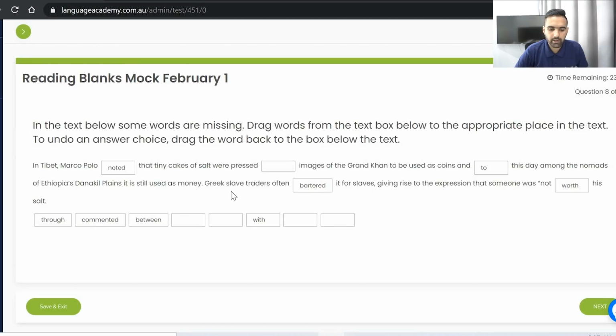Okay, salt were pressed dash images of the Grand Khan. "Through images" won't really work, you can't just press something through the image of someone. "Commented images," no. Either between or with. Now where do you use the word between? When you have two different things, right? You'll say I was pressed between the car and the truck, but we only have one thing over here. That's why we will use the word with over here. Now if you read the passage, in Tibet, Marco Polo noted means he noted this, or he figured this out, that tiny cakes of salt were pressed with the images of the Grand Khan to be used as coins. So along with the image of the Grand Khan, salt was pressed to be used as a form of money, which was often bartered or exchanged by the slave traders as well. So this is the right answer.